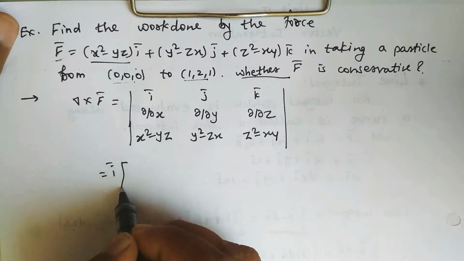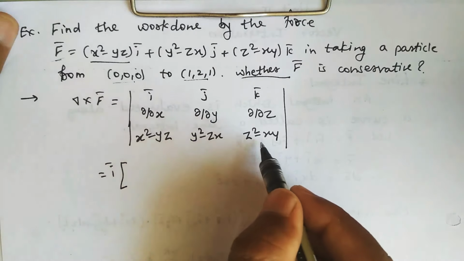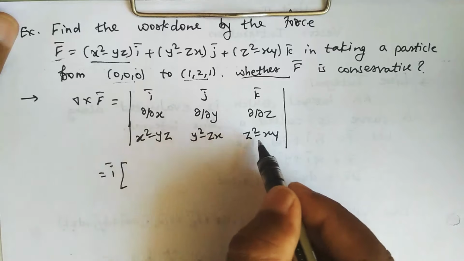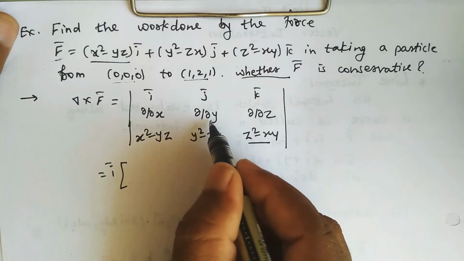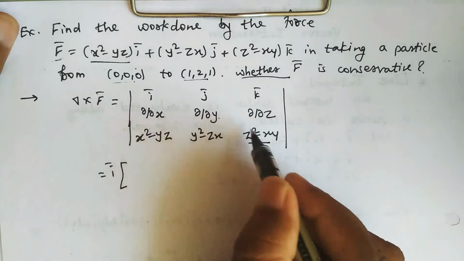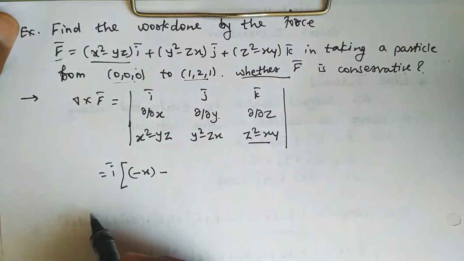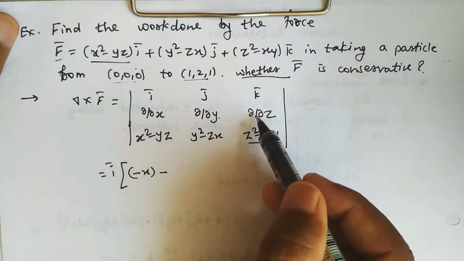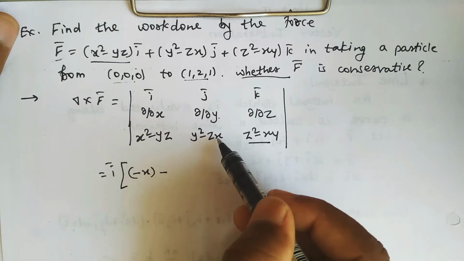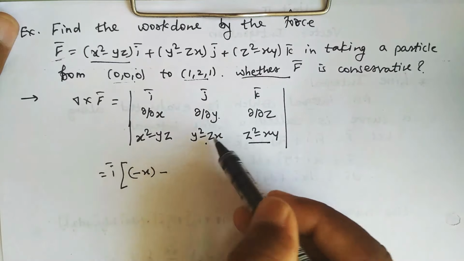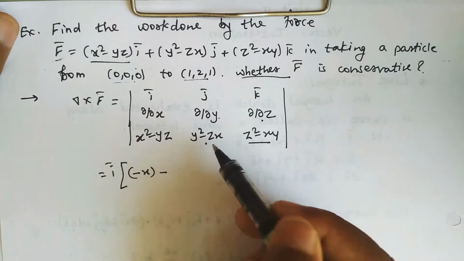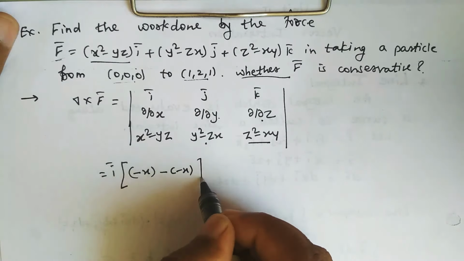Simplifying, i bar into ∂/∂y of this term, that means derivative of this term with respect to y. So derivative of this term with respect to y is minus x, minus sign for the lower limit. And ∂/∂z of y square minus zx, that means derivative of this term with respect to z. So it is minus x.